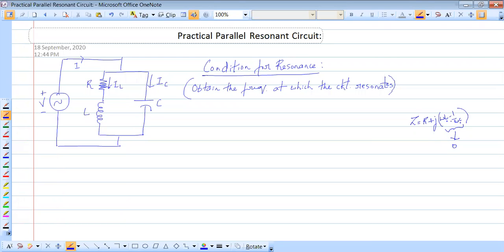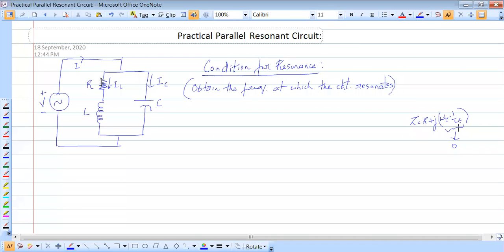Now, if you have to consider the impedance, there are two branches in parallel. There is one branch which has a resistor and inductor. There is another branch which has just the capacitor. Now, the total impedance of this particular circuit. This branch is there. This is another branch. These two are in parallel. Okay, suppose there are two branches in parallel. What would happen?